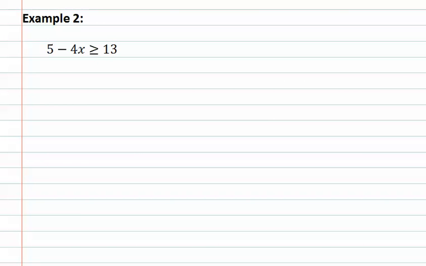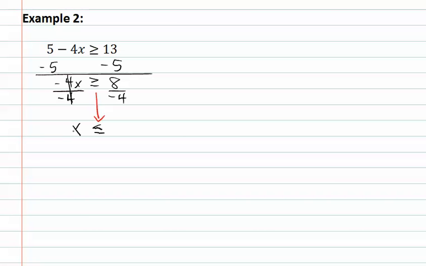Here's example 2. Let's start by moving the 5 to the other side of the equation. By subtracting it, we now have negative 4x is greater than or equal to 8. We divide both sides by a negative 4. Since we divided by a negative, remember we must flip the symbol, which gives us x is less than or equal to negative 2. We now draw a number line, and on it we put the 0 and a negative 2. Since it's less than or equal to, it is a filled in dot.